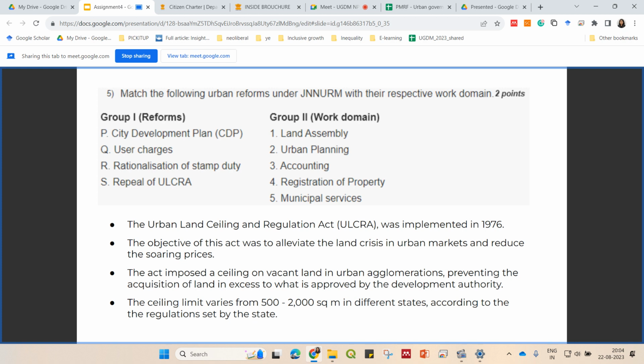What JNNURM did is that it repealed this act. It asked for this act to be repealed in each of the states where it was functioning. So these are all the reforms which this question is talking about. I hope from the description of each of the reforms you can understand what work domain these reforms pertain to and that you can answer questions related to them. So it was the last question for today.